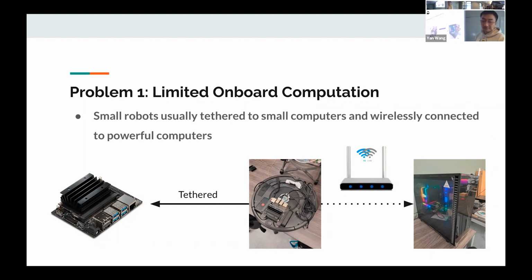In this thesis, we use the term local to refer to the computer tethered to the robot, and remote to refer to the computer wirelessly connected to it. The problem is that it is unclear how much the performance of a learning system can be impacted due to the resource limitation onboard.